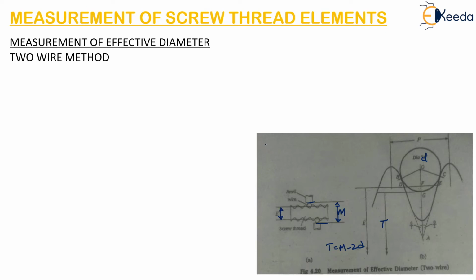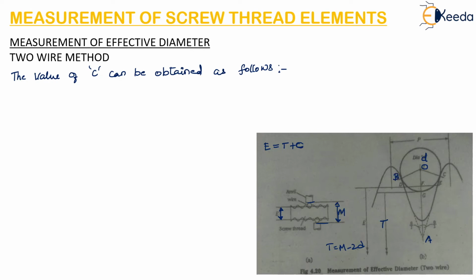The formula to calculate effective diameter is given as E = T + C, where T is the dimension under the wire and C is a constant value which depends on the diameter of the wire, the pitch and the angle of the screw thread. How to calculate this C? So in triangle OAB, here you can see there is a triangle forming, O, A and B.